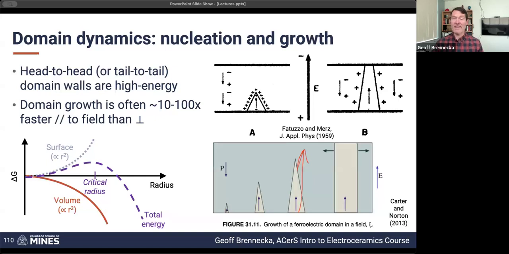So 10 times, 100 times, sometimes 1,000 times faster than the lateral growth, because the cost of having these head-to-head domains or tail-to-tail domains is much higher than having a side-by-side domain wall. And so these kinds of domain walls are called charged domain walls because of this charge, and they're much more expensive than these less charged domain walls. And so that drives the different kinetics that you see during this nucleation and growth domain growth process. So these are all within individual grains, and then you expand it out to the full ceramic.